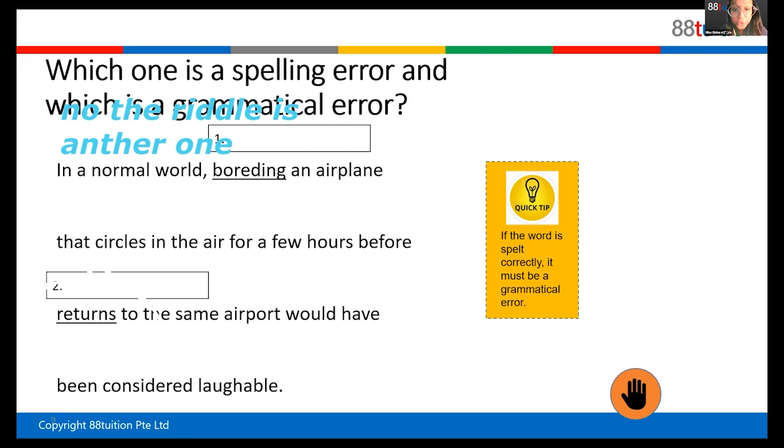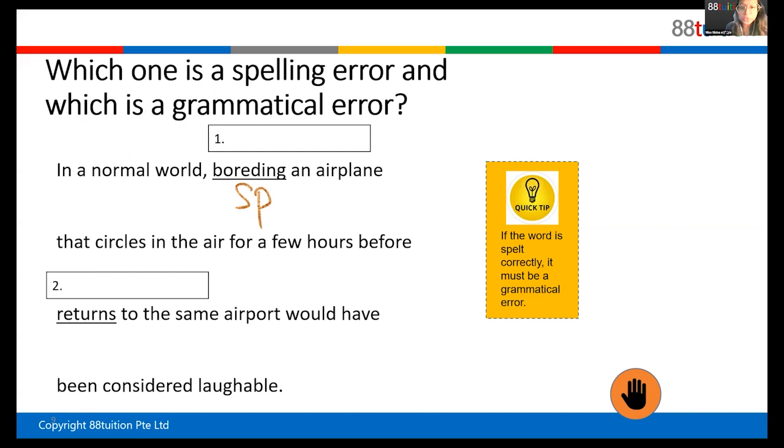For PSLE, they will underline the word for you. They'll box it out on top. You need to decide if this word is a spelling mistake or a grammar mistake. So let's look at the word. In a normal world, boarding an airplane. Now, this word, do you think it's a spelling mistake or a grammar mistake? Anyone? Boarding. Yes, Rohan? Spelling mistake. Yes, very good. Of course, BORED is you feeling bored, right? It's a feeling. That's not how you spell boarding.